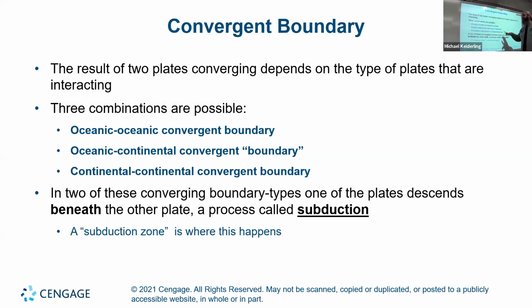So in the first two, oceanic-oceanic and oceanic-continental, when there is oceanic crust, one of the plates will subside underneath the other. The oceanic crust will end up going underneath the other plate in a process that's called subduction. So a subduction zone is where this is happening. At subduction zones, you get volcanoes because that plate melts as it sinks deeper into the mantle. You can get earthquakes as the plates slide against each other. So this is a subduction zone.